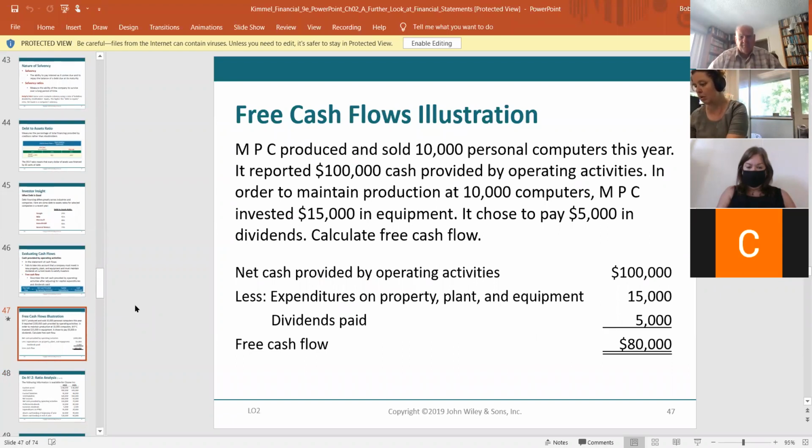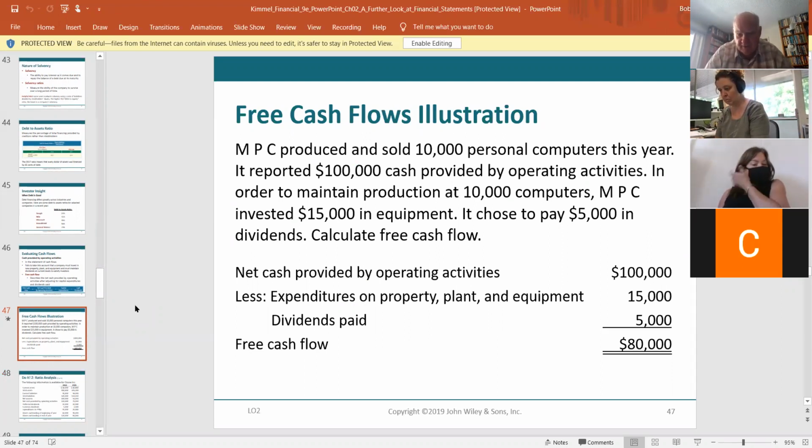So let's see what we have here. MPC produced and sold 10,000 personal computers. It reported 100,000 in cash from operating activities. In order to maintain production, though, they had to invest 15,000 in equipment, and in order to attract investors, they agreed to pay 5,000 in dividends. Those items come off the top. Free cash flow is money that the company can use for whatever purpose it wants. It could turn the company cafeteria into a bowling alley if they want. Put something frivolous if they wish.